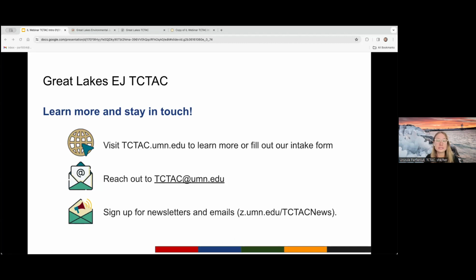And lastly, we plan to send out newsletters every other month. You can sign up to receive those at z.umn.edu/tictacnews. I'll put that in the chat as well. You can receive the most updated information from our center here. This will include regional and state updates, new federal and state funding opportunities, as well as new resources that we post, among other news.